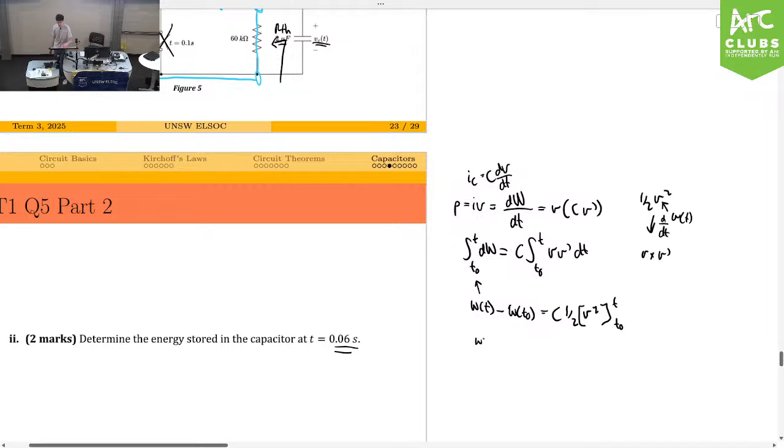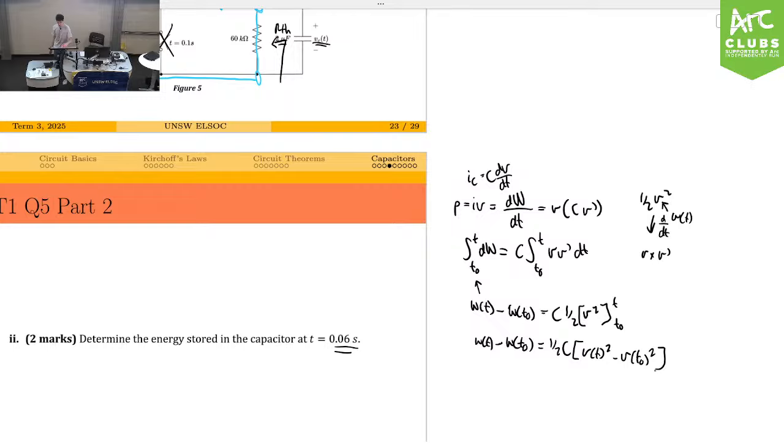Okay, and then v of this will be c, will be a half c. I'll just write that the other way around. Half c of this, so it's going to be v of t squared minus v of t0 squared. All right, so that's our equation.